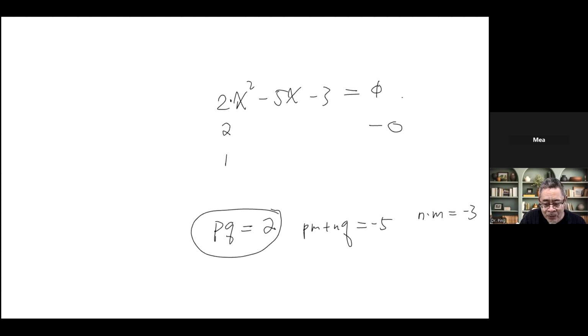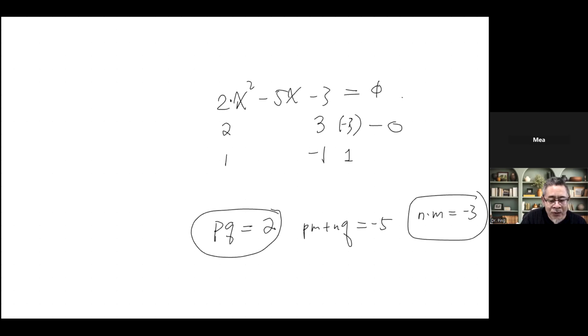Now, the last one multiplies to -3. So what choices do we have? We could have 3 and -1, or we could have -3 and 1. We just want to try and see which one works out.